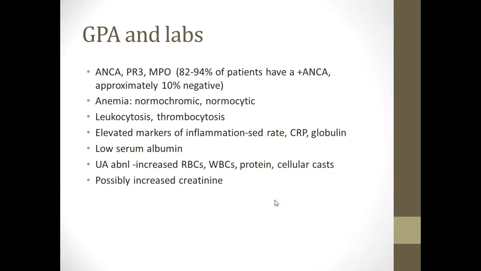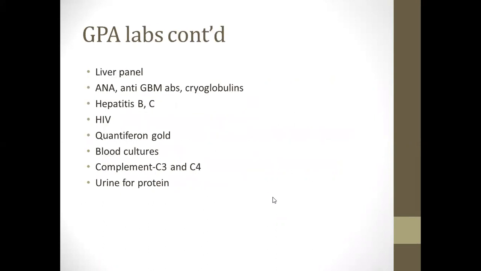They will typically have an anemia, high white count, high platelets, elevated sed rate, CRP, low albumin, kind of all the things that make you think of a chronic inflammatory state. In the urine, you will see an active urinary sediment with white cells, red cells, protein, cellular casts. And then the creatinine may be normal, but still have a lot going on in the kidney. So a normal creatinine doesn't rule it out.